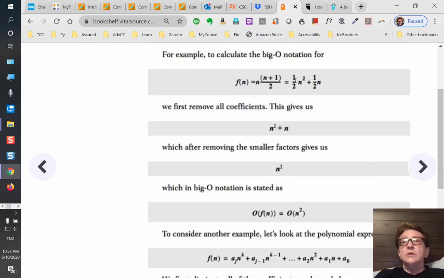Now, if we've got something like a half times n squared plus a half times n, we throw away the coefficients because in today's computers, it's just faster. And we're trying to get an overall idea, kind of the worst case scenario. Then we've got n squared plus n. Which of those is the biggest? N squared. So this is called big O of n squared. Even though it's got this half and all this other stuff, it boils down to big O of n squared.